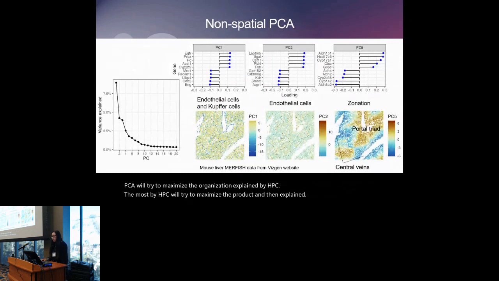So for instance, here in the mouse liver MERFISH dataset, which has single-cell resolution, from non-spatial PCA the first two PCs do not seem to have much spatial structure, and it takes until PC5 to get to the hepatic zonation, which has spatial structure.